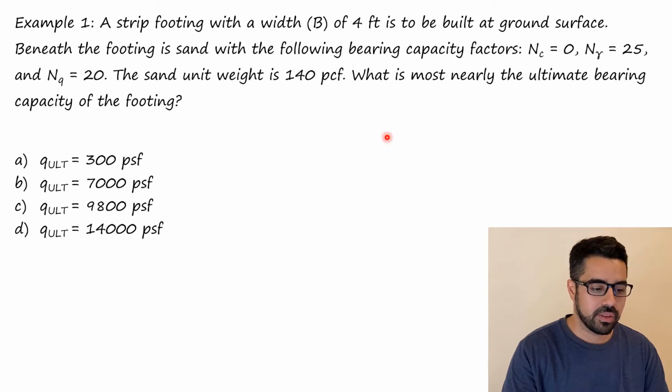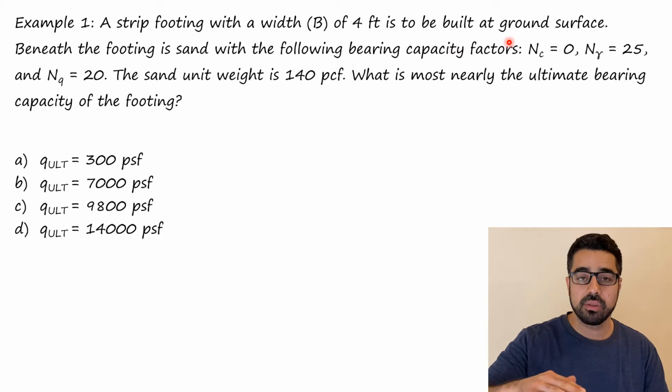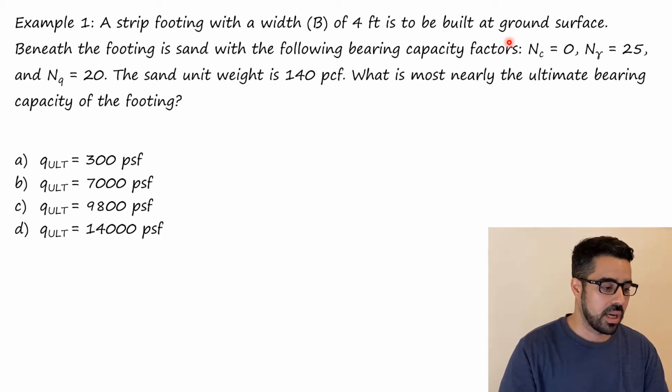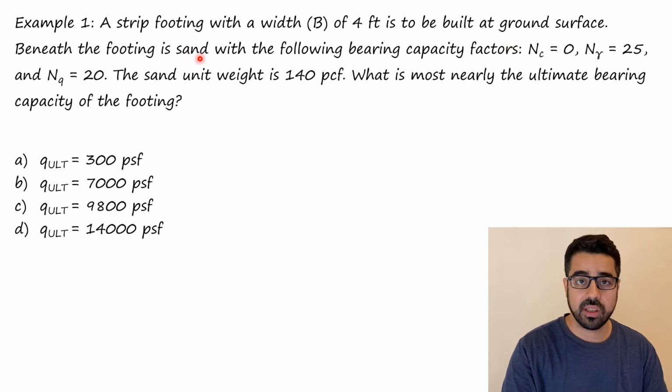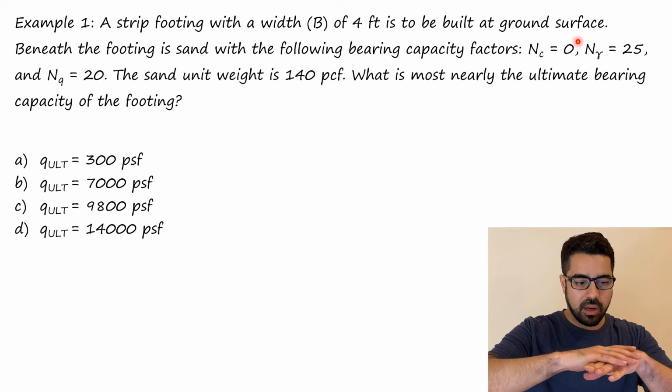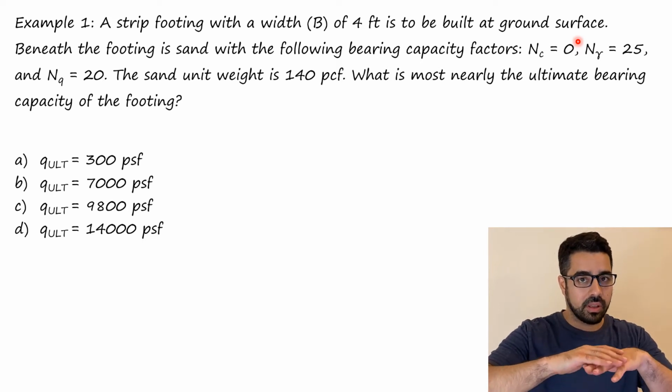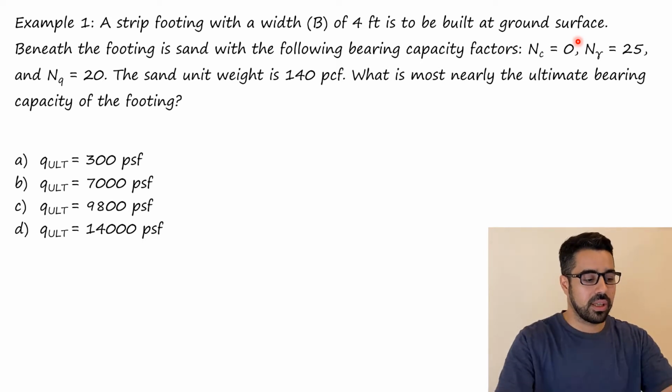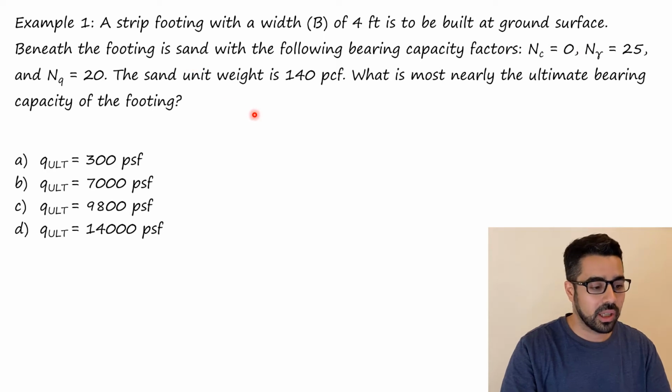The width is given 4 feet. They're going to build it on the ground surface. This is a key word. Beneath the footing, we have a sand soil. This is the second keyword. So at first, the footing basically is going to be on the ground surface. That's very important. And the second thing, we have sand soil, not clay.